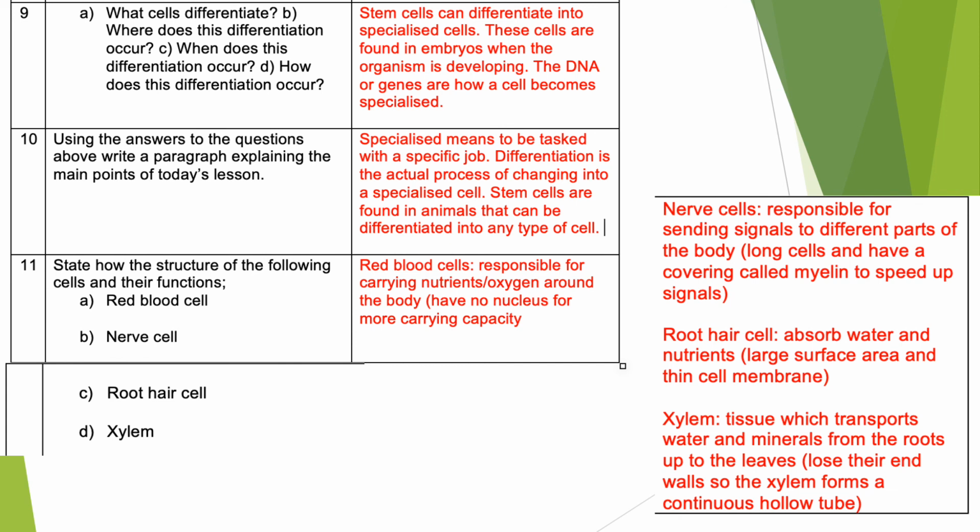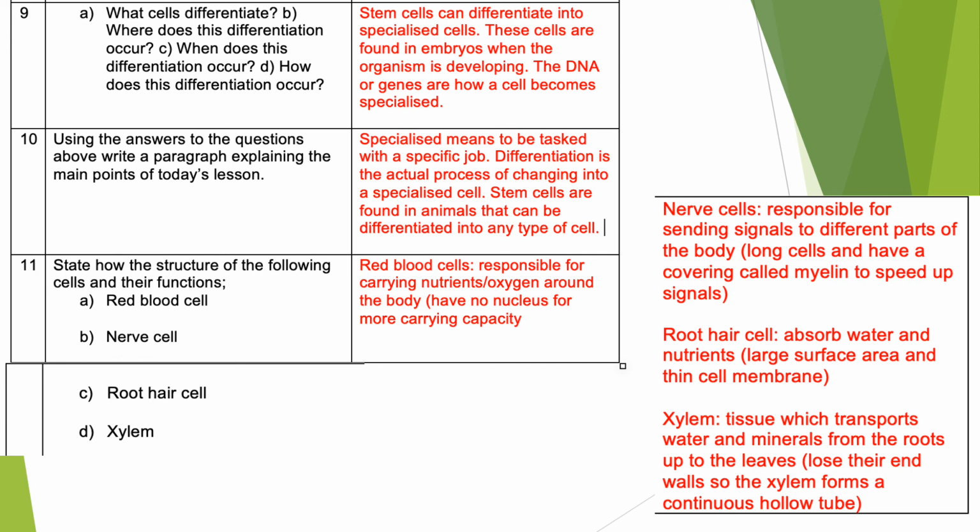Next one. Nerve cells are responsible for sending signals to different parts of your body. And an adaptation they have is that they're very long cells, so they can cover a lot more space. Or you can put that they have a covering called myelin to speed up signals. C is root hair cells. Very straightforward. Roots are responsible for absorbing water and nutrients. And they have a very large surface area and a thin cell membrane to maximize the efficiency of absorbing all that stuff. And then the last one is xylem.